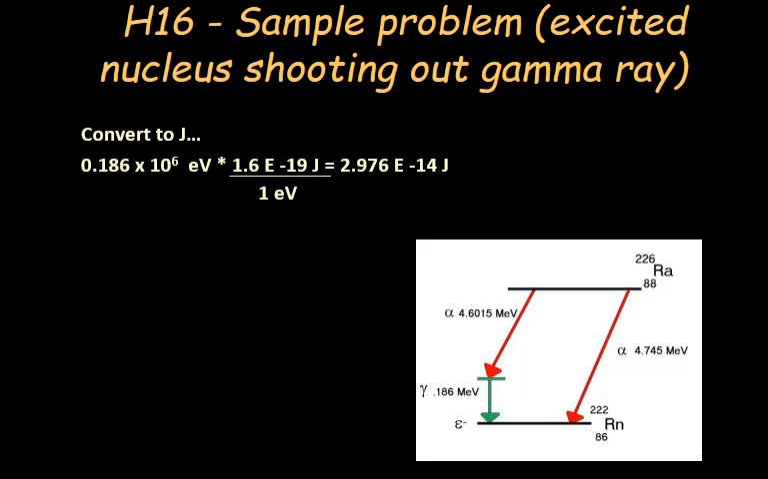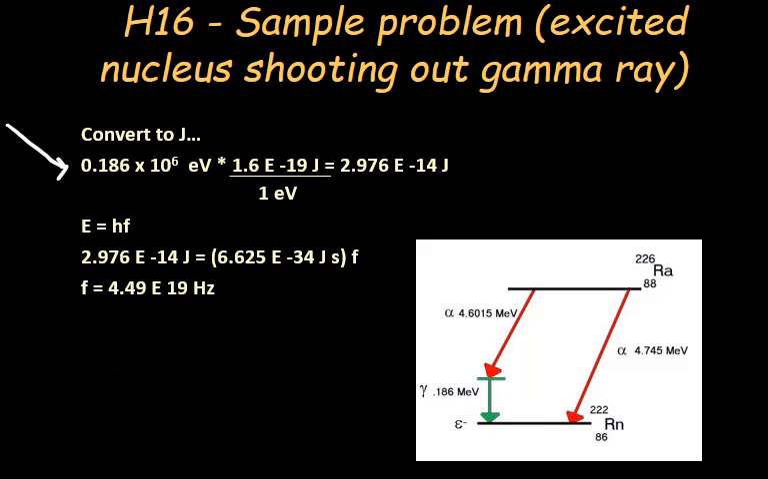Okay, so we'll convert our megaelectron volts to electron volts, and then we'd have our joules value here. We can figure out the frequency of this photon, a very high frequency, the highest out of the different electromagnetic waves, right? And that shoots out, and we get a wavelength of 6.68 times 10 to the negative 12 meters.